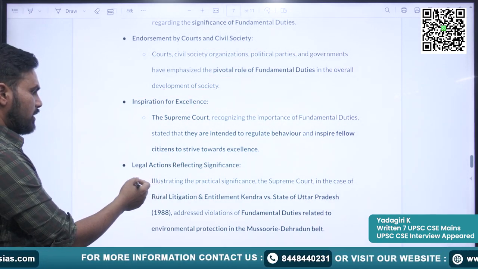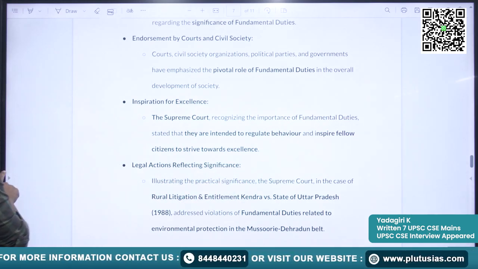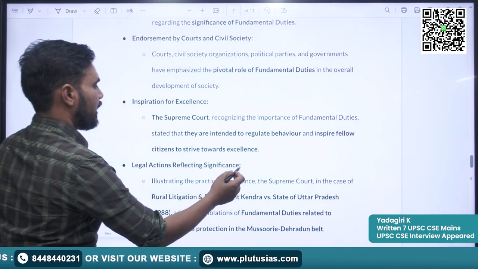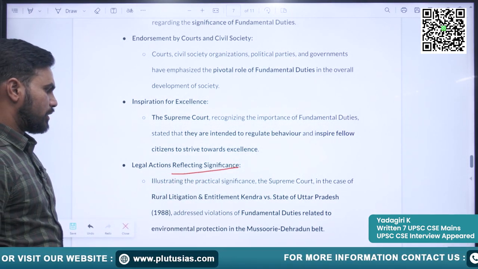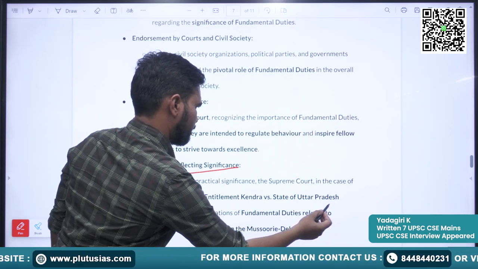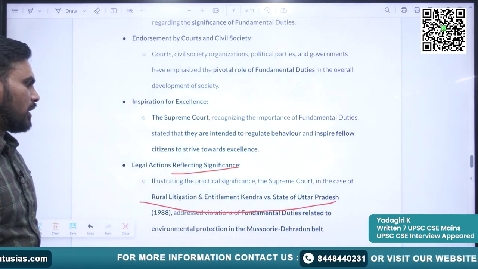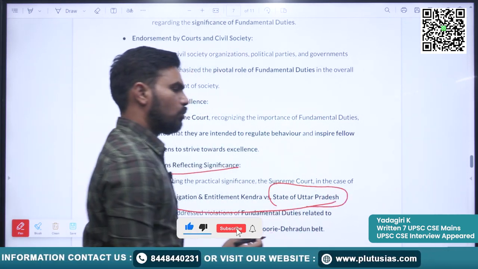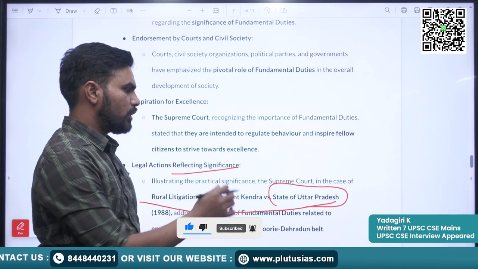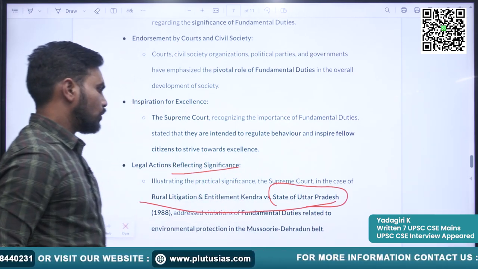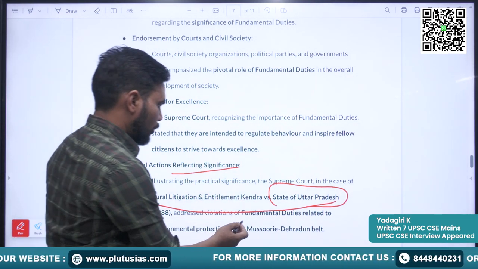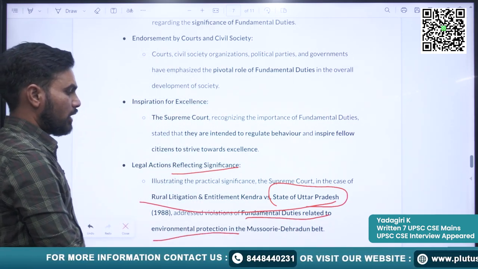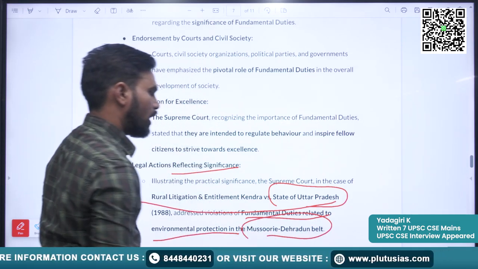Right. The next one is legal actions reflecting the importance of fundamental duties. There is a court case, Rural Litigation and Entitlement Kendra versus State of Uttar Pradesh. Earlier Uttarakhand was part of Uttar Pradesh, so this particular case happened at that time. So this shows the fundamental duty related to environmental protection in the Mussoorie-Dehradun belt.